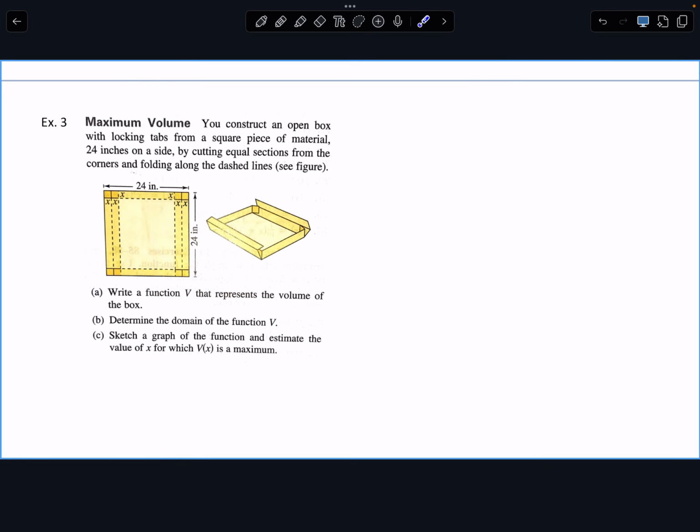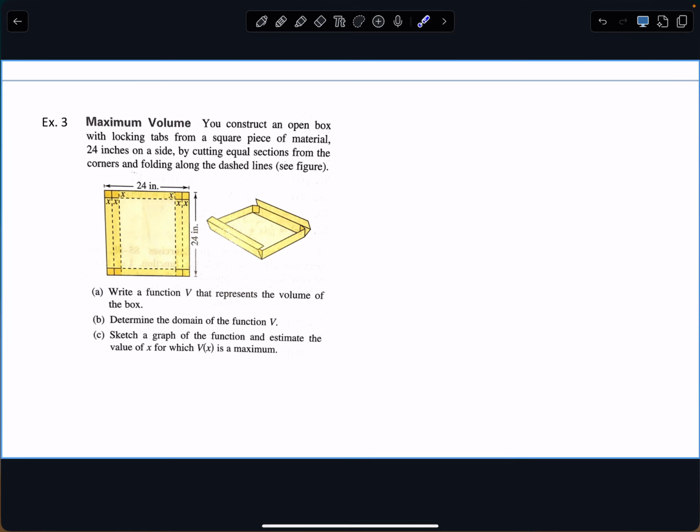So this is pre-calculus 2.2 day 2. This is a correction for this last example from the other video that has an error in it. So anyways, you have an open box and we're with locking tabs from a square piece of material.